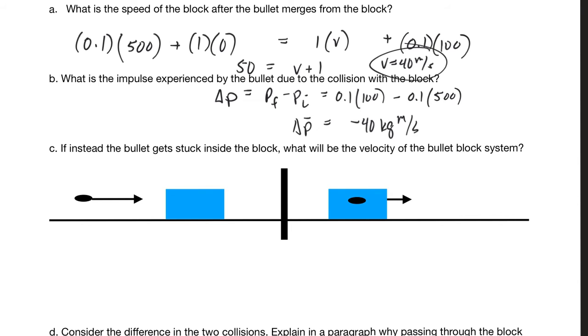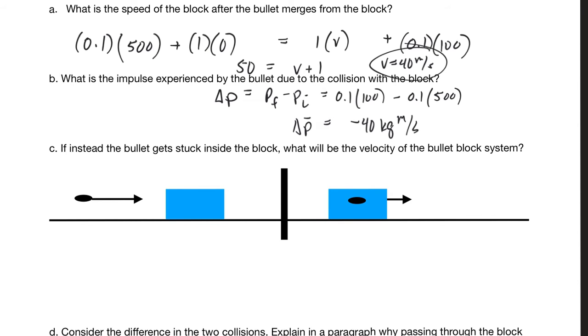Units are going to be a significant part of tomorrow's test. I would imagine that if you don't have the units correct, you're not going to be able to get full credit. All right. If instead the bullet gets stuck inside the block, what will be the velocity of the bullet block system?